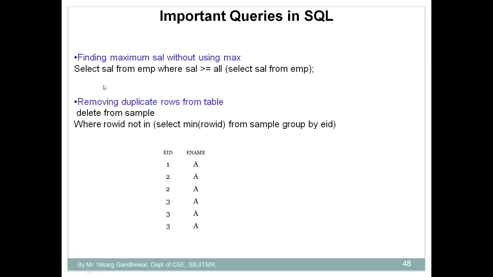See here how I have written this query: select sal from employee where salary is greater than equals to all, and in the subquery, what is given? Select salary from employee. First of all the inner query will be executed, which returns the salary of all employees, and then in the outer query we are comparing that my salary should be greater than equals to all the salaries returned by my inner query. That is again important. So if you execute this query you get the maximum salary of an employee without using the aggregate function max.